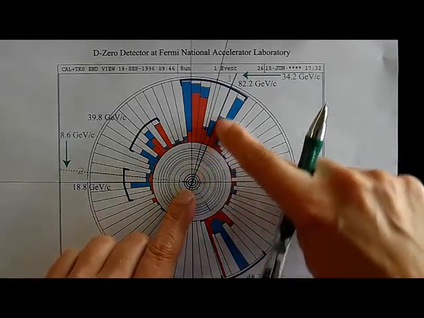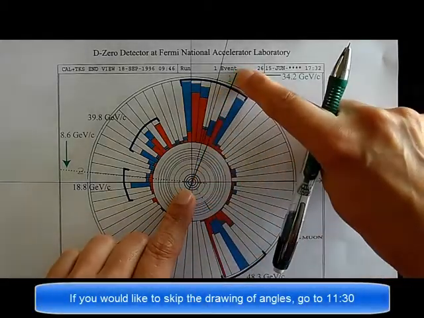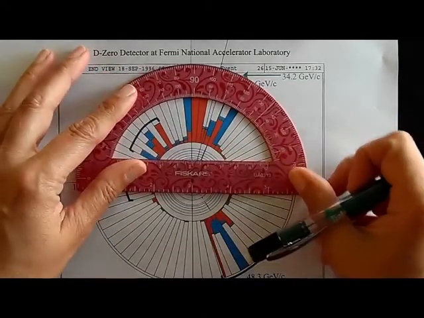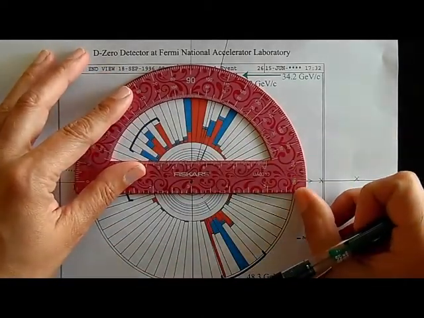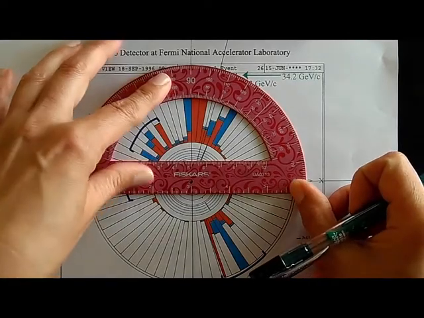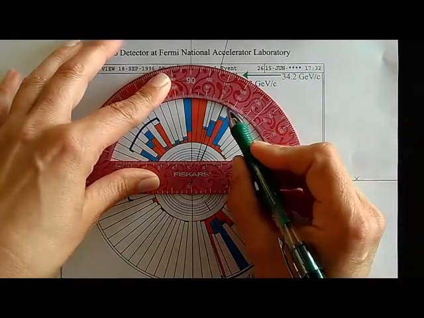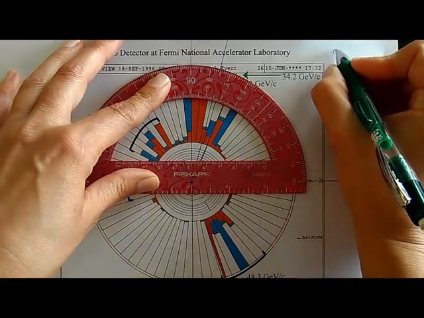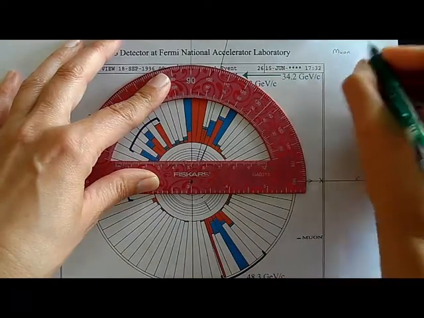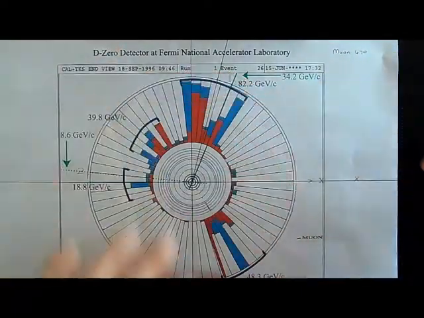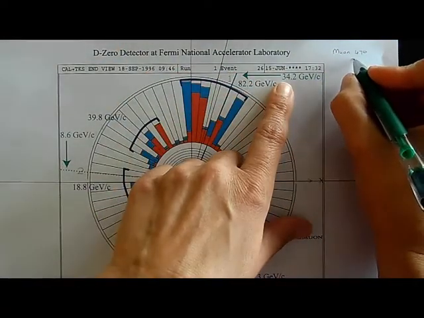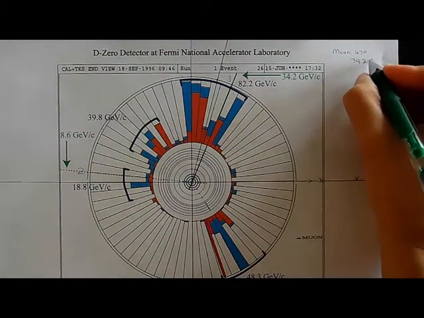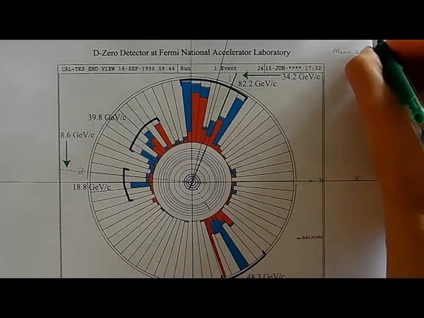Now there's also a muon track kind of hidden in here. We've got this green line. So this is another one of our energies that we want to consider. So if we measure this angle here, say maybe this would be 67. So our muon track has an angle of about 67 degrees, and its energy is 34.2 giga-electron volts per c.